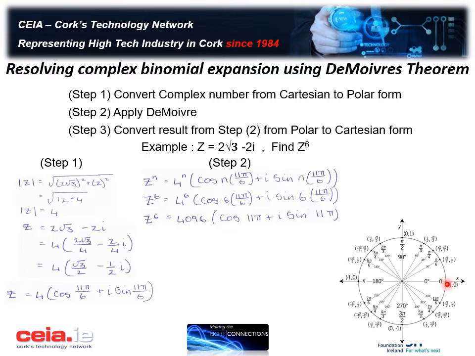Now, if we'd carried on to 3 pi, we would start here, go all the way around, and keep going back to here. That would be 3 pi. And you'll notice that basically the angle 3 pi is the same as the angle pi, isn't it?